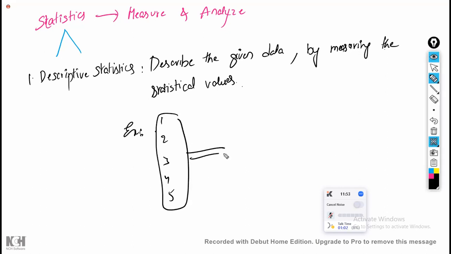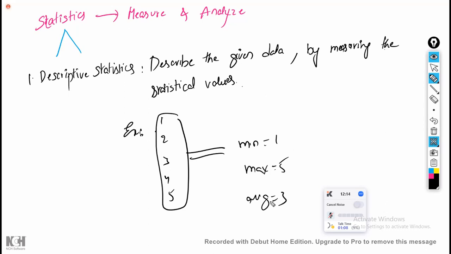In this data, the minimum value is 1. The maximum value is 5. The average value is 3. Like this, I'm going to measure and describe the data. In the given data, this is the minimum value, the maximum value, and this is the given range. So I'm just describing the data.